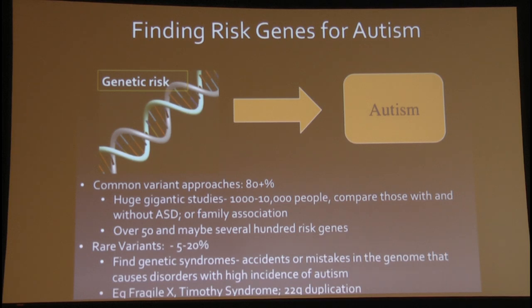as the previous speaker mentioned, autism is one of the most genetic of complex behavioral disorders. At least 75% of the variance is accounted for by genetics, but the genetics are very complex. There are two different ways that we can look at genetics to study disorders such as autism. One is the common variant approach, and the second is the rare variant approach. In the common variant approach, we take advantage of gigantic studies, tens of thousands of people, maybe family association studies, and look at which genes are found in individuals with autism compared with those who do not have autism. And these approaches have been successful in identifying over 50 and probably several hundred genes that confer a risk, but they're not causative. They confer an itty-bitty risk, an almost immeasurable risk. All of us in this room have these risk genes.